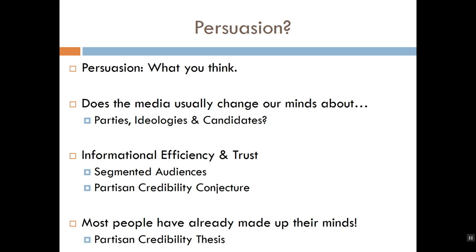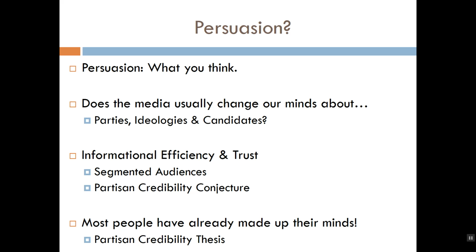Why is persuasion less effective or more difficult for the media? Well, there are two major reasons why persuasion is so ineffective. The first is that here in the United States, we have very high informational efficiency, and we use that informational efficiency to create segmented audiences, which in turn makes it very difficult for the media to influence those people that need persuading. So let's break that down piece by piece.